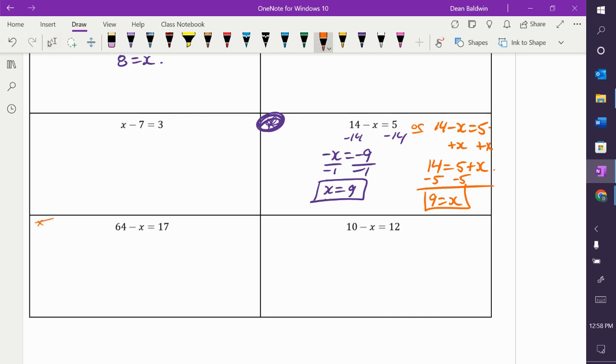So I would like everybody to solve those two, the bottom last two there, please.